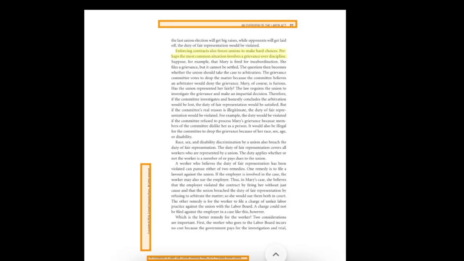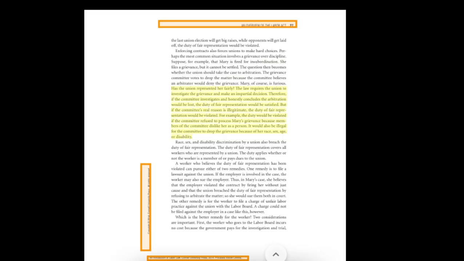Perhaps the most common situation involves a grievance over discipline. Suppose, for example, that Mary is fired for insubordination. She files a grievance, but it cannot be settled. The question then becomes whether the union should take the case to arbitration. The grievance committee votes to drop the matter because the committee believes an arbitrator would deny the grievance. Mary, of course, is furious. Has the union represented her fairly?